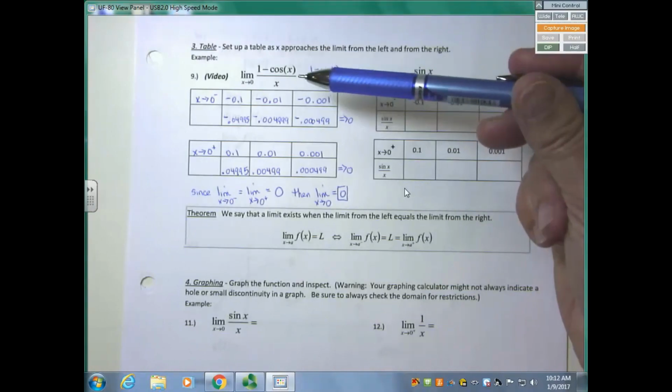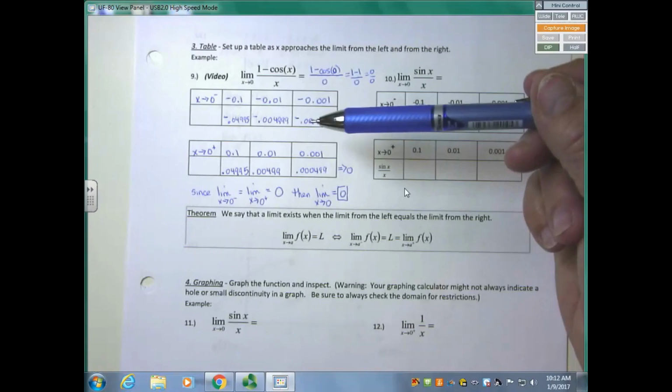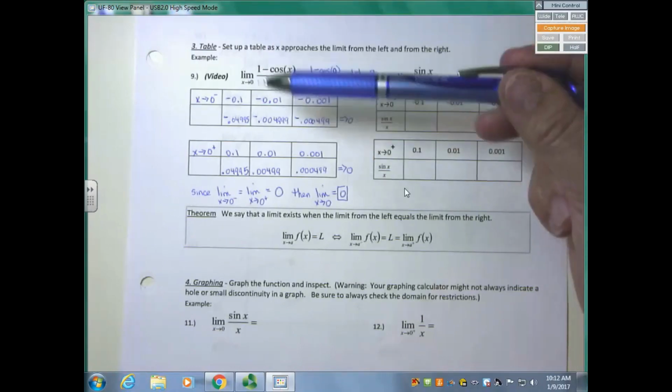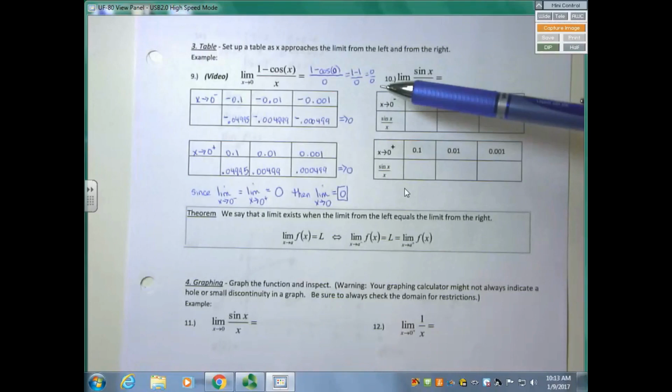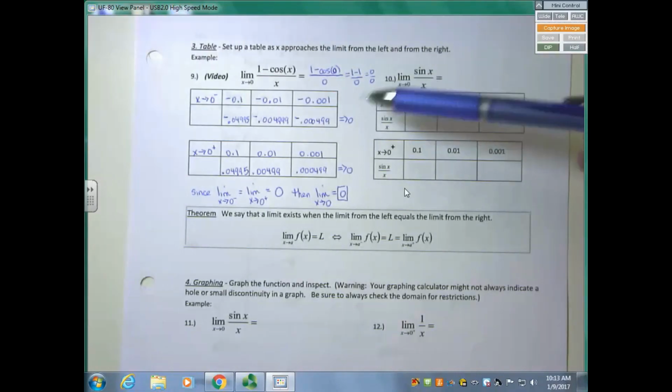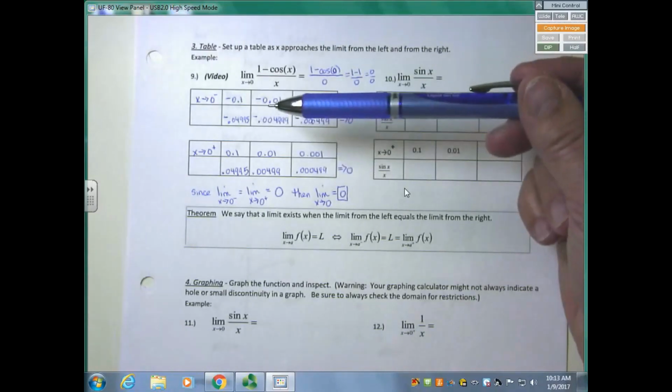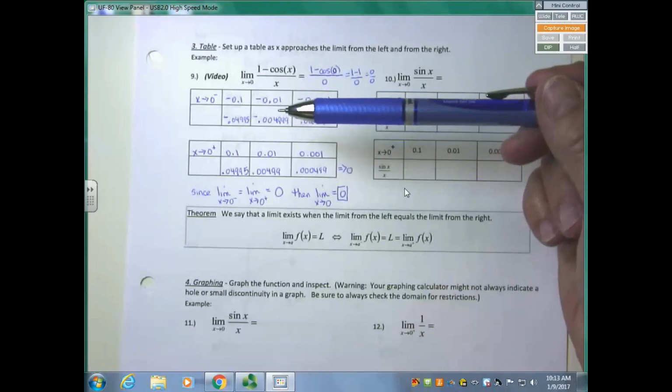So one of the ways is to use your table. Remember what we're doing. We're trying to get as close to 0 as we can without actually using 0, because we can't use 0, because we get that. But if we get numbers really, really close to 0, then we can try to zoom in on that number that we're looking for.